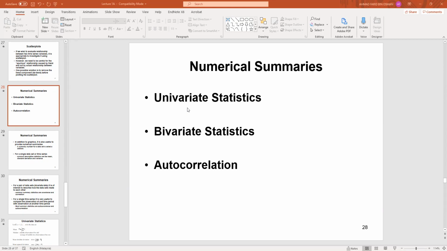Bivariate statistic we use to represent the relationship between two variables. So bivariate means two series. Autocorrelation is the relationship between current and past. Okay, later on I will explain more on this.